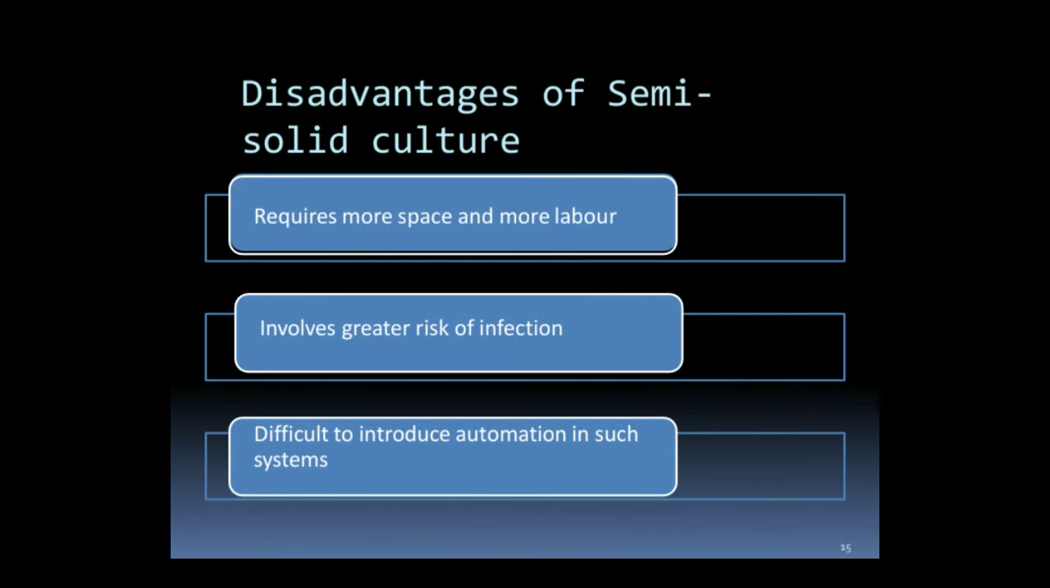What are the disadvantages? It requires more space and more labor. Because the trays are open, it involves a greater risk of infection. It is also difficult to introduce automation in such a system, meaning it has to be done manually every time because it needs skilled persons. So, automation of this type of process, the semi-solid culture process, is difficult to introduce.